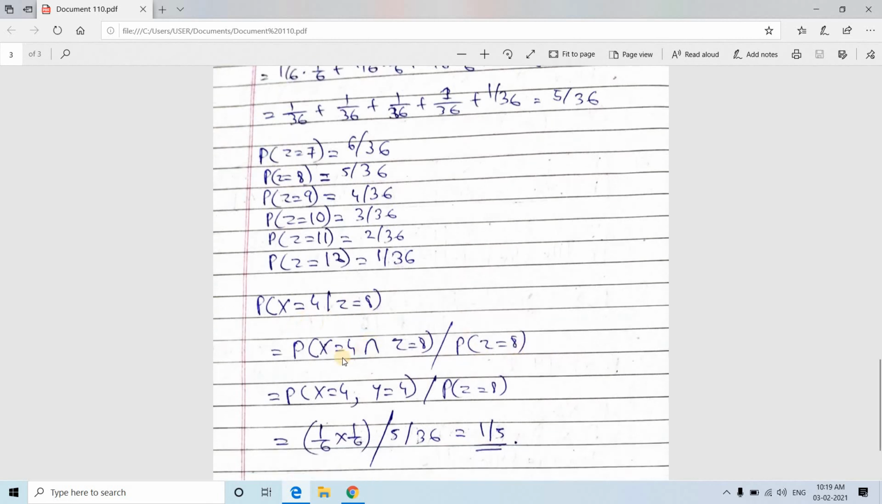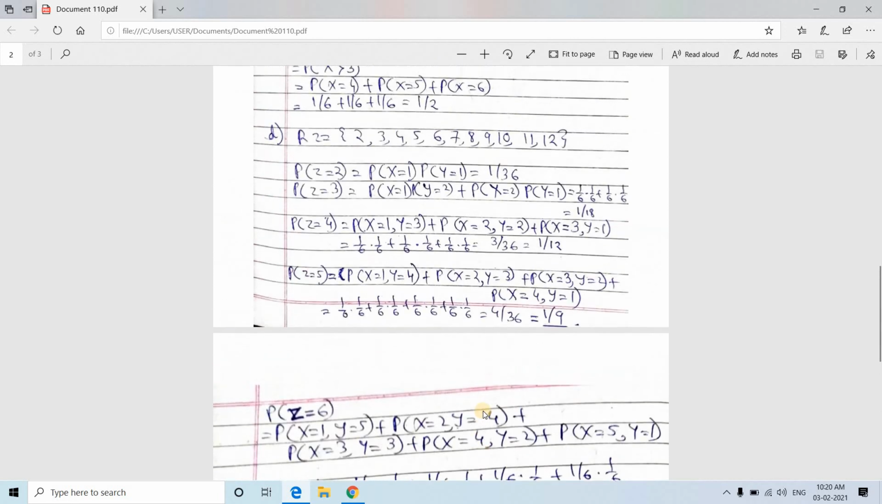Okay, now see, x will be 4, z will be 8. So z is x plus y. So x equal to 4 happened and z has to be 8, where z equal to x plus y. That means y is 4, right? Both dice are showing 4. So x equal to 4 intersection z equal to 8 is only possible if x equal to 4 and y equal to 4, right? So what is the probability? X equal to 4, y equal to 4, that is 1 by 6 multiplied by 1 by 6. And for z equal to 8, the probability is 5 by 36. So 1 by 6 multiplied by 1 by 6, divided by 5 by 36, results in 1 by 5.